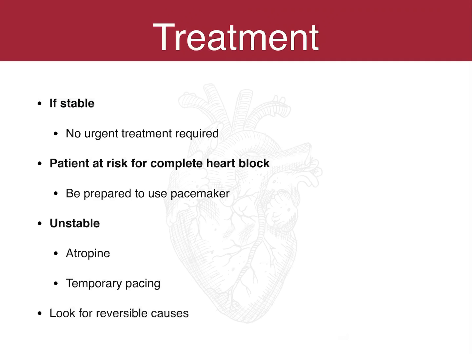Now, if the patient's unstable, and again, this is because the rate is very low or the number of dropped QRS complexes is high, then atropine is our drug of choice. If you think back to all the different rhythms that we've talked about so far, if they are slow and symptomatic, then we're giving atropine.